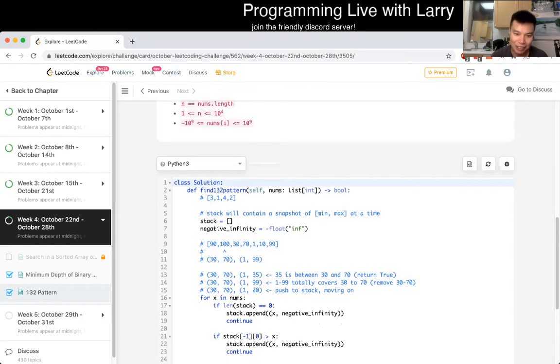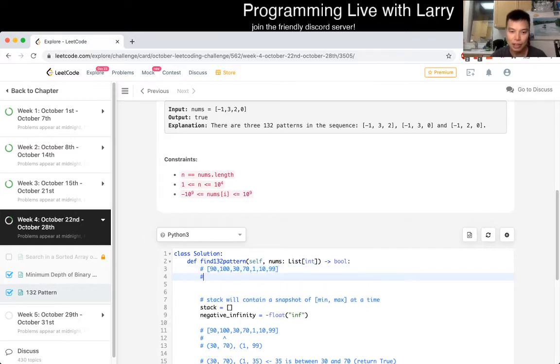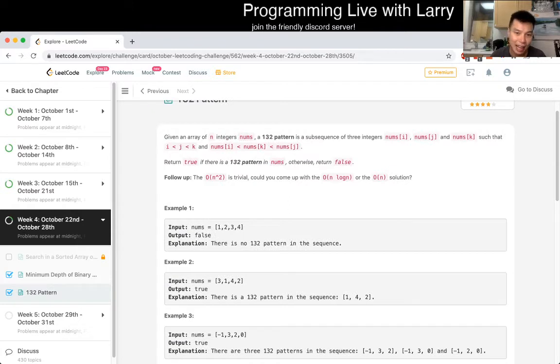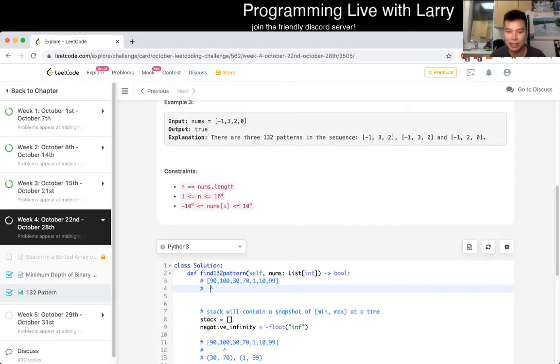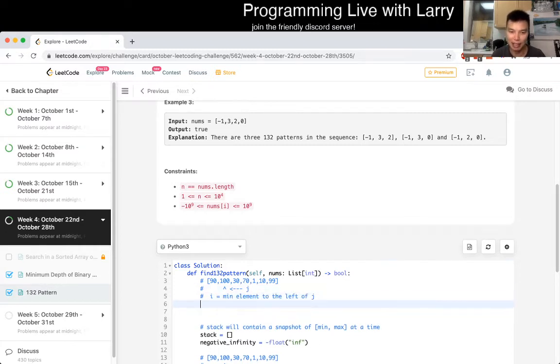I already have the code because I already wrote it, but the first thing to notice is that given an input, you could basically move a pointer. We're given I, J, and K, so we could choose J to be the pointer that we're moving. So this is J, and in a greedy kind of way, you could take the min element that came before it as I, right? So I is equal to the min element to the left of J. And then what does that mean for K? K is just stuff that's all the way to the end.